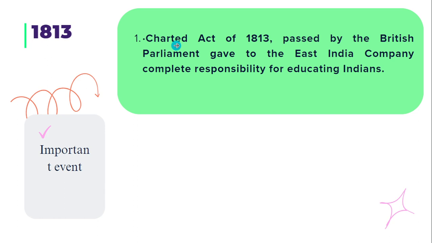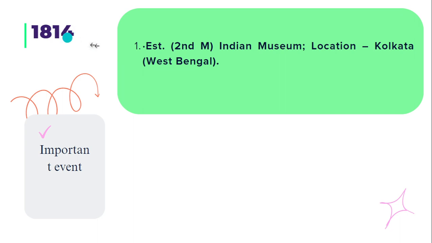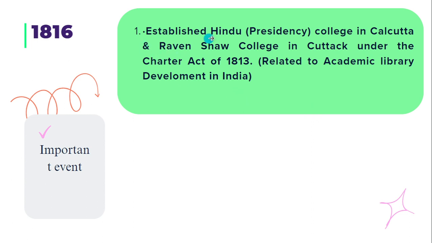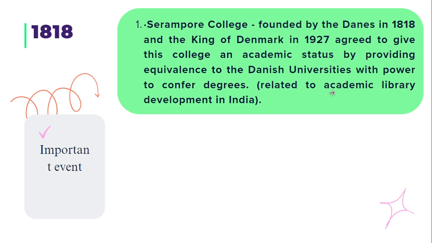1813, the Charter Act of 1813 passed by the British Parliament gave the East India Company complete responsibility for educating Indians. 1814, established the Indian Museum at Kolkata, West Bengal. Established Hindu Presidency College in Kolkata, and Ravenshaw College in Cuttack under the Charter Act of 1813. It is related to academic library development in India.